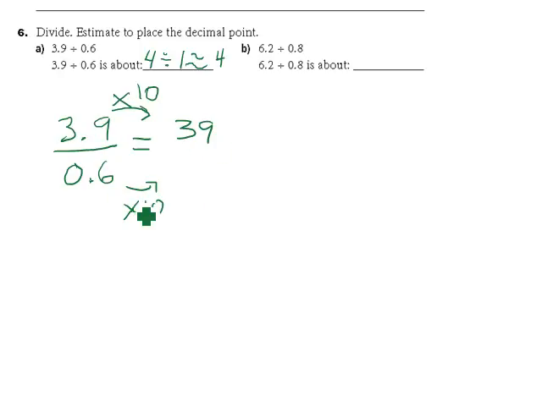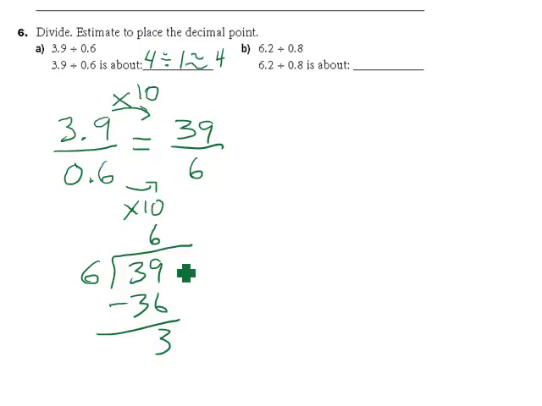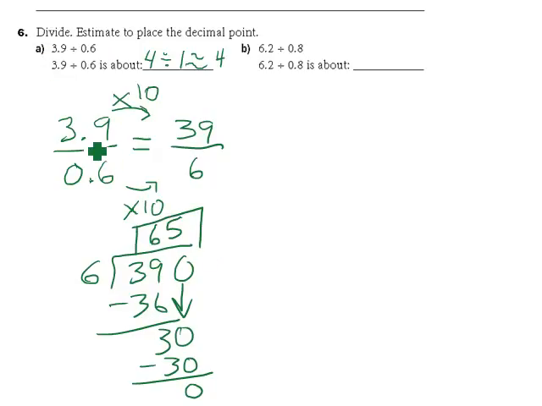So 3.9 times 10 gives me 39. 0.6 times 10 gives me 6. And now I have a division question that's a lot easier for me to do. 39 divided by 6. 6 goes into 39 6 times. Now if you're doing short division, that's fine. This is just kind of my style. And there's a cool Korean version I've seen once too. Whatever you like. Now 6 goes into 3 5 times, and we're going to end up with a remainder of 0, which tells me I'm done. So the answer to 6a is 6.5.